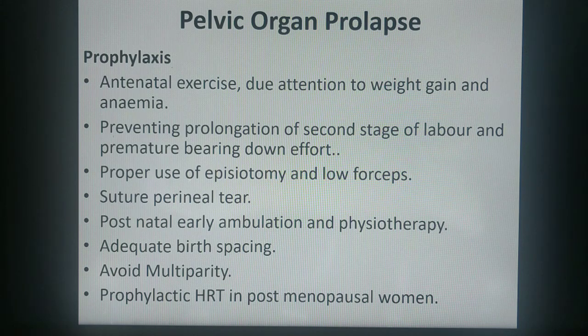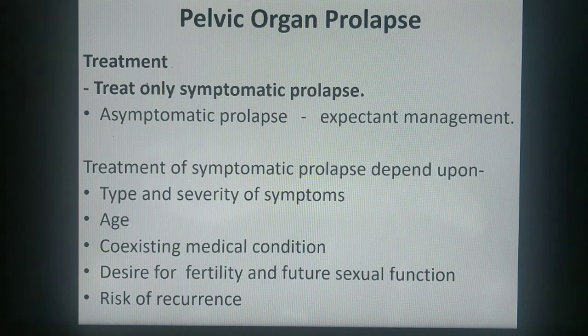Suture perineal tears, postnatal early ambulation and physiotherapy, adequate birth spacing, avoid multiparity, and prophylactic HRT, that is hormone replacement therapy, in postmenopausal women, because it is also related to estrogen deficiency.